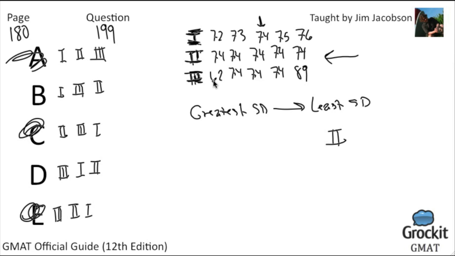62 is 12 lower. So even accounting for averaging out those distances, the fact that 89 and 62 are much further out from the center than they are in statement one makes this one the one with the, so this one was the least. Clearly the one with 62 and 89 is going to have the greatest standard deviation because this will have a much higher average distance from the middle. So the greatest standard deviation is statement 3, which means statement 2 will be the one in the middle.